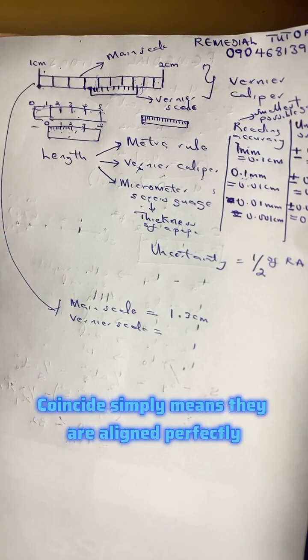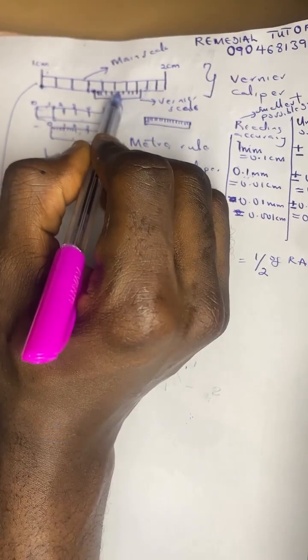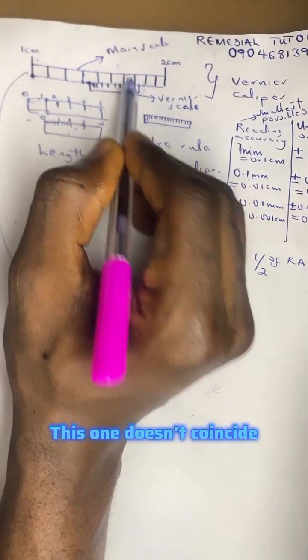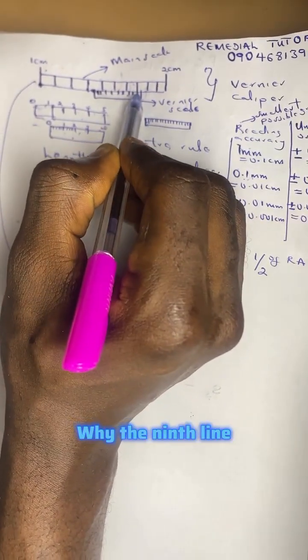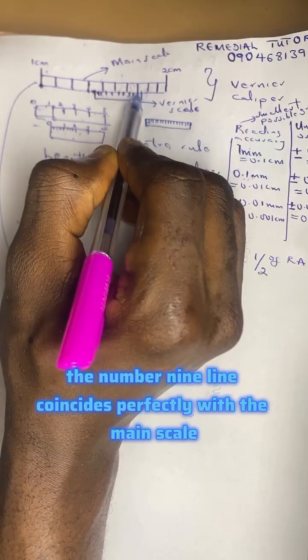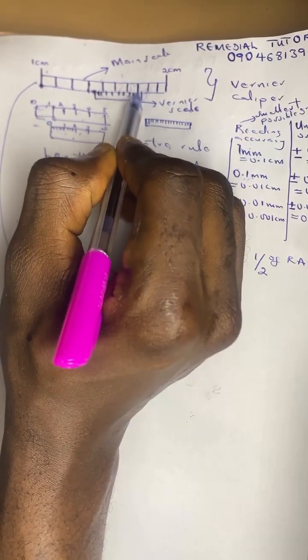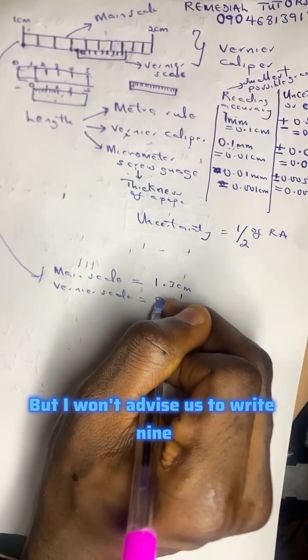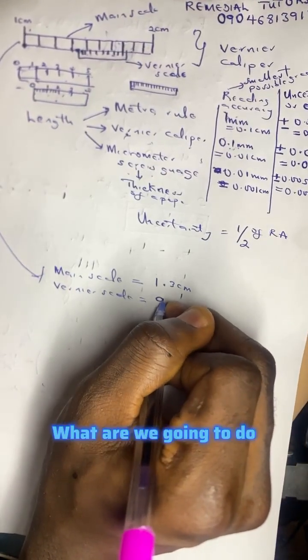Coinciding simply means they align perfectly with each other. So this one, does it coincide? No. This one, does it coincide? No. This one doesn't coincide. This one doesn't coincide. Why, the ninth line, the number 9 line, coincides perfectly with the main scale. So our reading here is 9. But I won't advise us to write 9. What are we going to do?